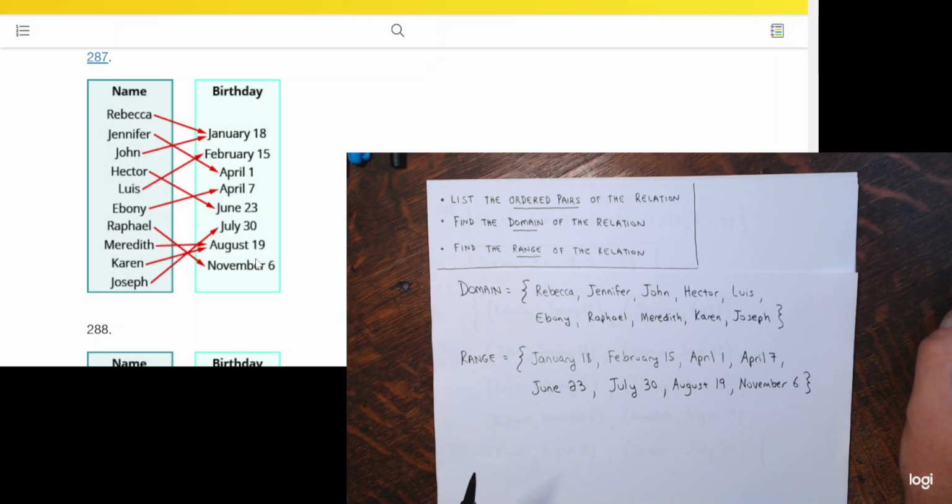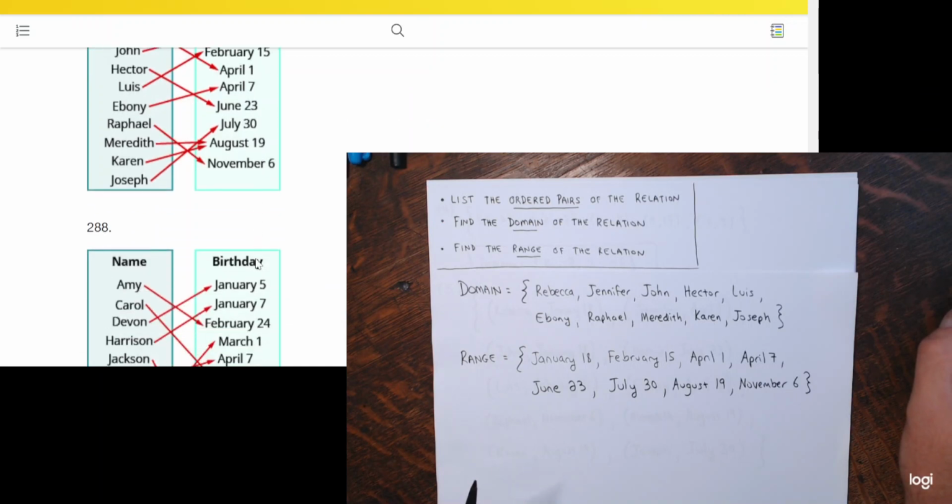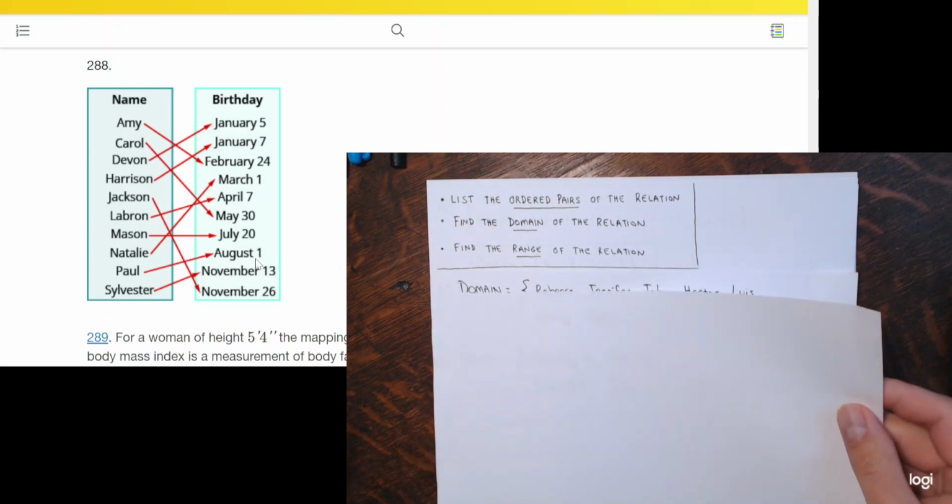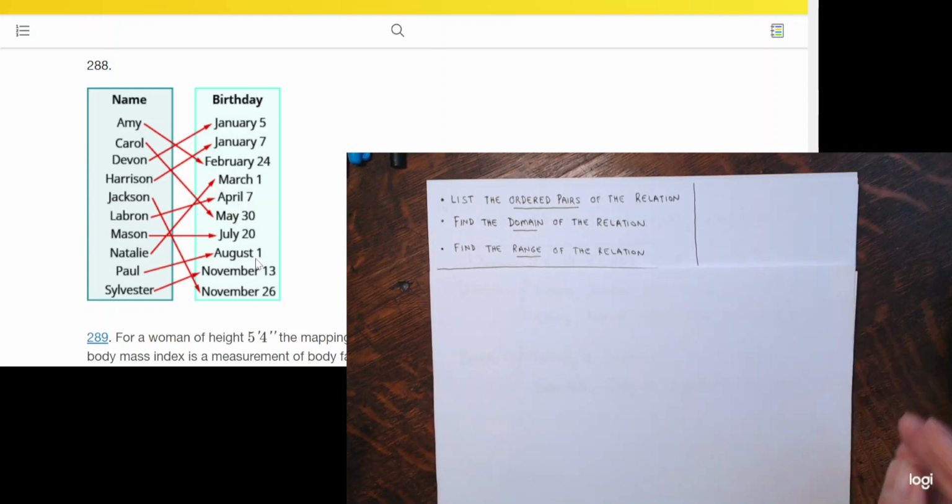All right, so that was example 5, number 287. Let's get to example 6, and this is pretty much the same thing. So like I said, I'm not gonna write out the whole thing in front of you here. What I'm gonna do is start writing, and then I'll pause it on my end and come back, and what you're gonna see is everything written up.